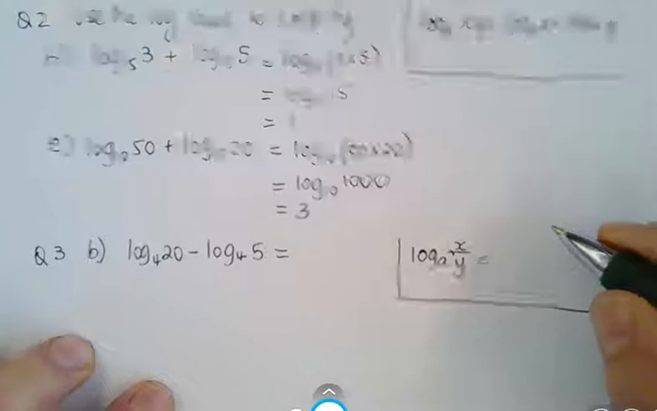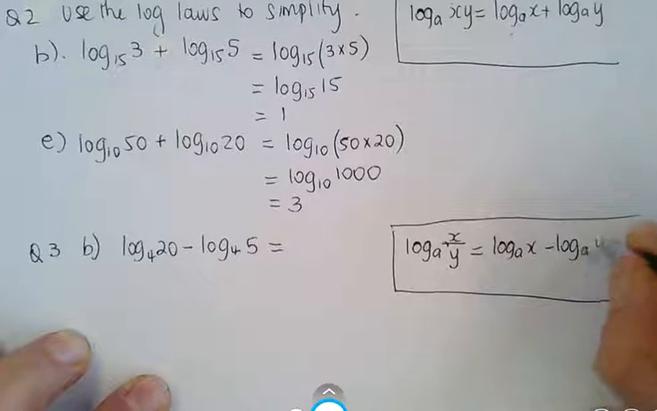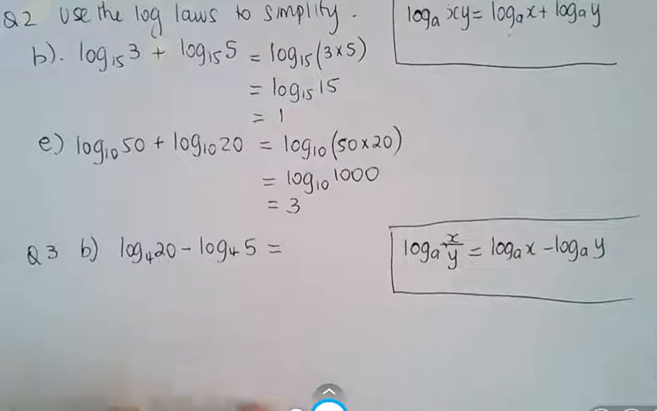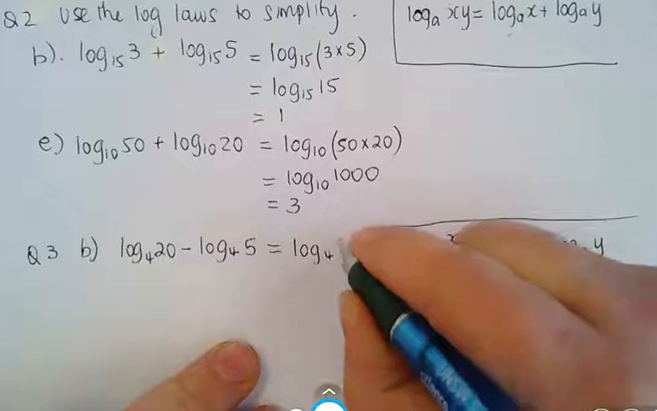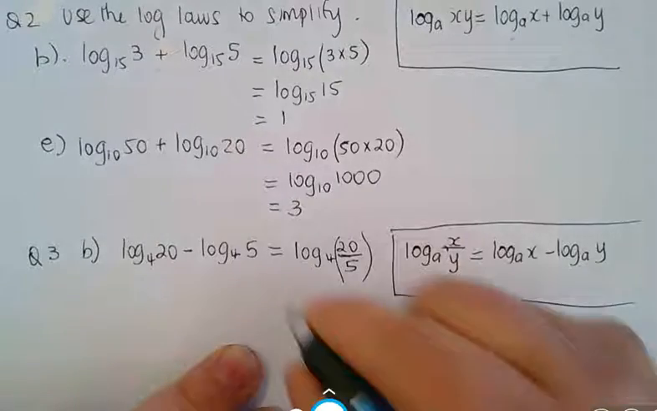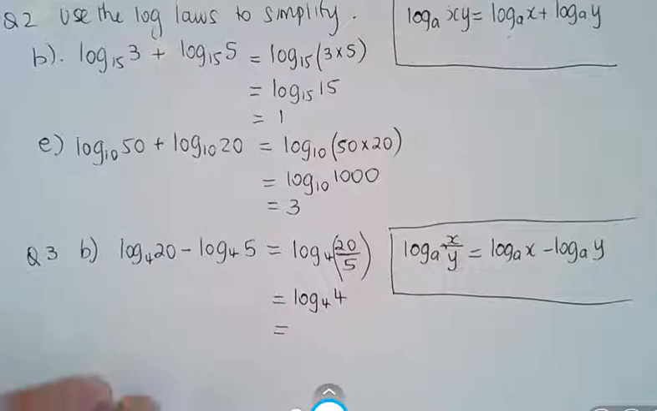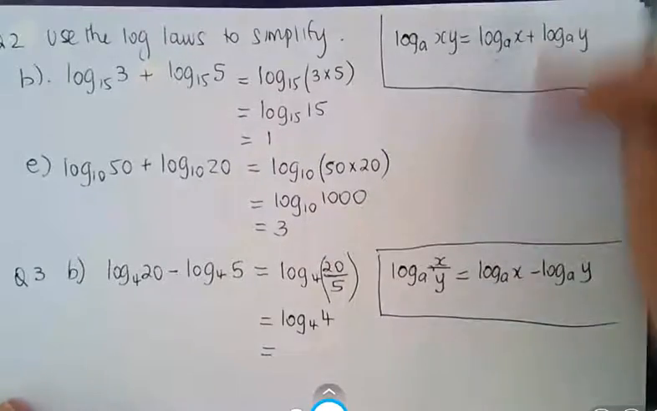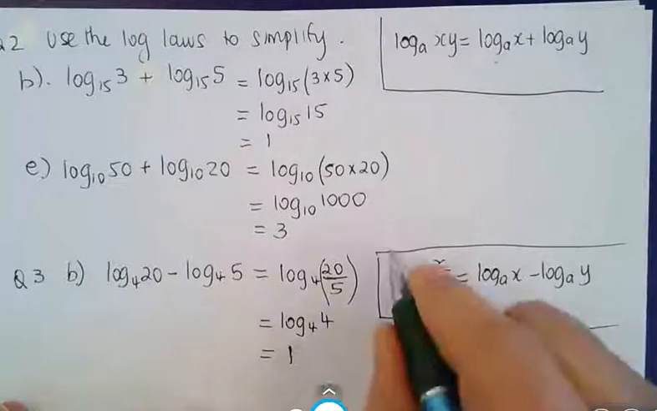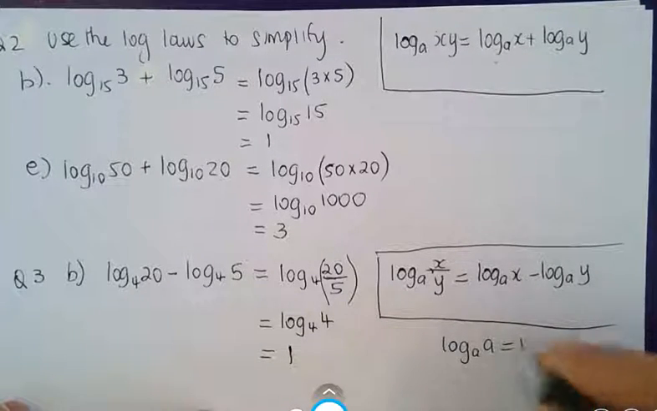So the rule is log to the base a of x over y is log to the base a of x minus log to the base a of y. That's in that format. What do I do with the numbers? I divide them. So it's log to the base 4 of 20 divided by 5. What's 20 divided by 5? It's 4. And what's log to the base 4 of 4? 1. That's that rule. Log to the base a of a is 1. So look at all these rules that we're using, because we know that 4 to the power of 1 is 4. Or you remember the rule, log to the base a of a is 1.